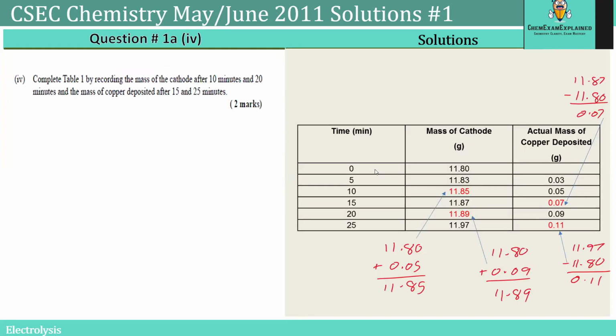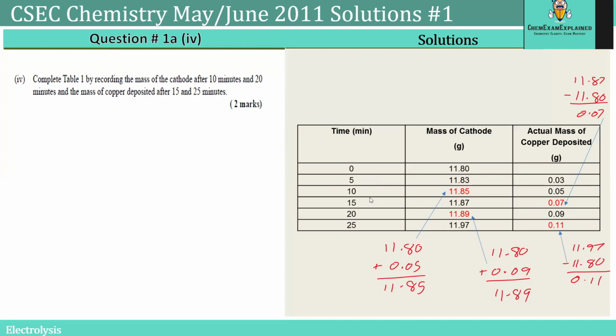1A Part 4. Complete Table 1 by recording the mass of the cathode after 10 minutes and 20 minutes, and the mass of copper deposited after 15 and 25 minutes. So let's go with the first part, looking at the mass of the cathode after 10 and 20 minutes. So if you notice, at time 0 minutes, we have a mass of the cathode of 11.80 grams.